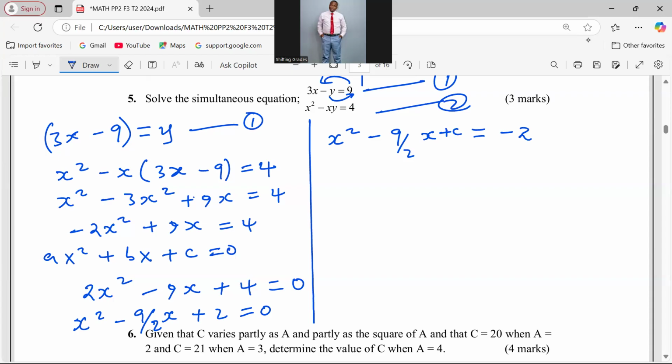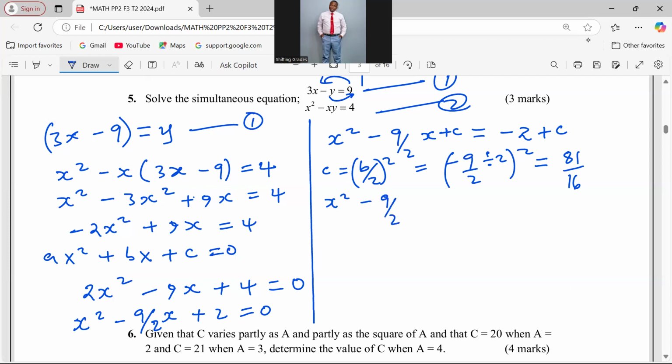So we shall add a constant here and also add a constant to the right, such that the constant is given by b over 2 squared. And remember, this constant is brought in so that it makes the left-hand side a perfect square. So how do we get this constant? Negative 9 over 2 divided by 2, then we square. And this is going to be 9 over 4 squared, 81 over 16. So it will be x squared minus 9 over 2x plus 81 over 16 equals to negative 2 plus 81 over 16.